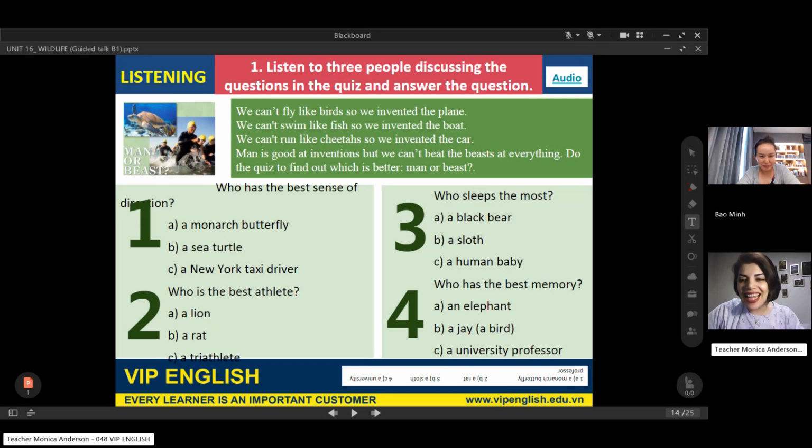Okay, who is the best athlete? Lion, rat, and a rat. A rat is the best athlete. Of course, it's the rat. Okay, and the next.